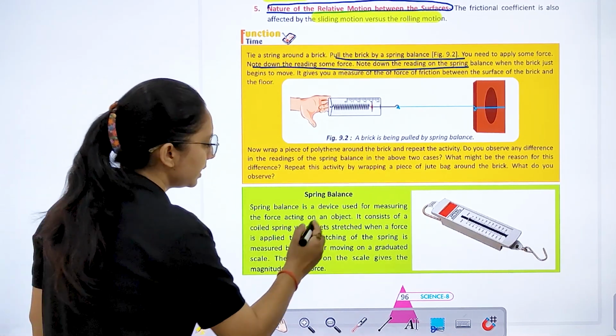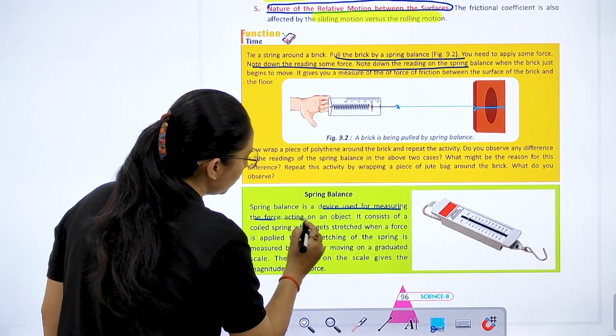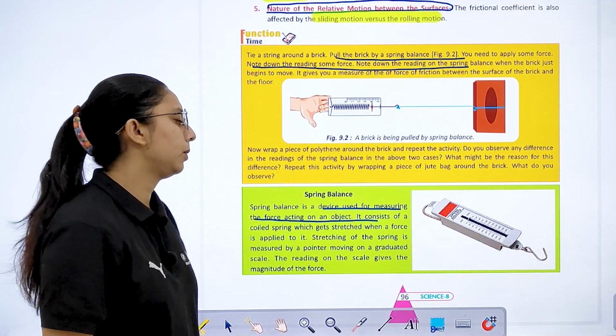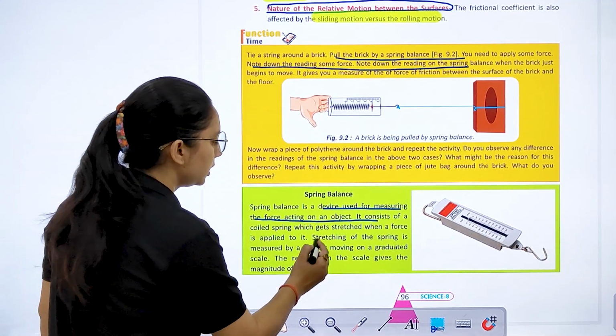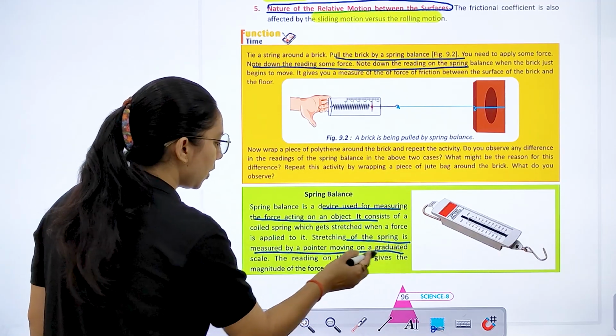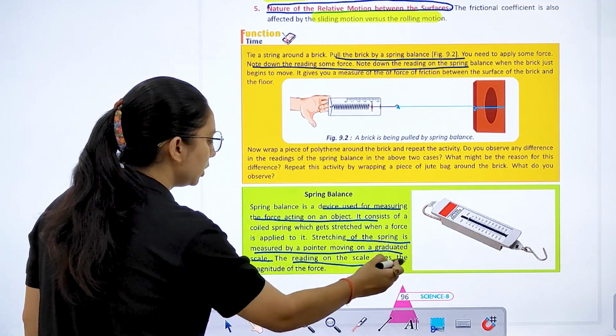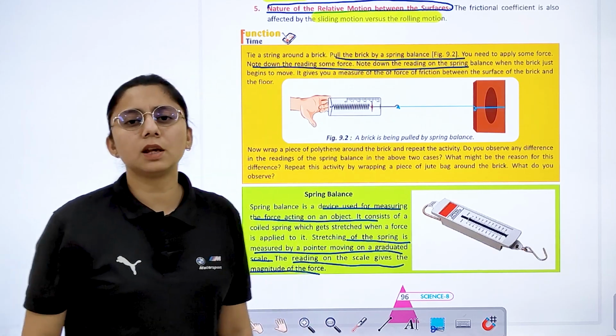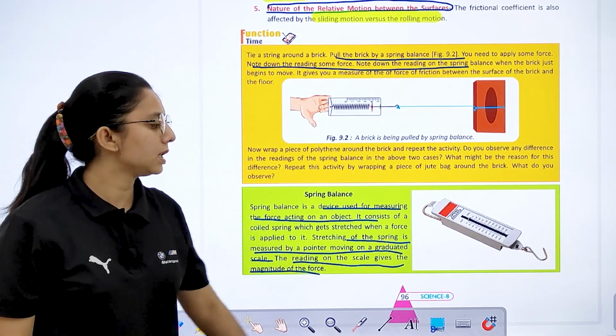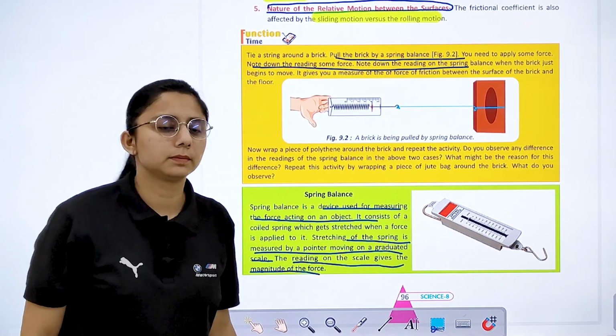Now what is a spring balance? It is a device used to measure the force acting on an object. Whatever force is acting on the object, it measures that. Right? It stretches the spring, measured by the pointer moving on the graduated scale. And what does the reading of the scale give? It gives the magnitude of force. As you keep pulling, it keeps increasing.